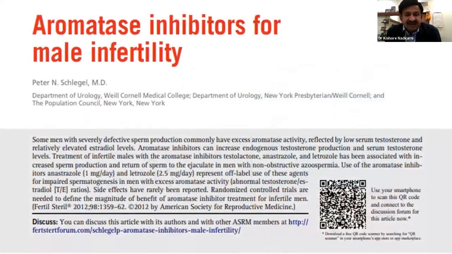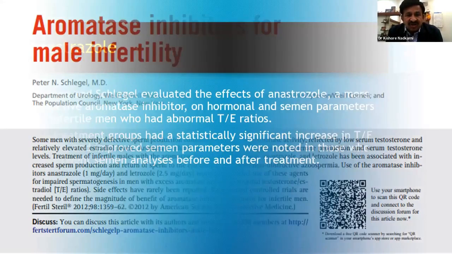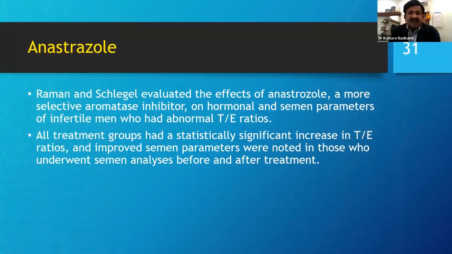A lot of evidence in literature all started, I remember, I think it was Amsterdam, Cornell. They had a huge session on aromatase inhibitors and gonadotropins in non-obstructive azoospermia. It was in 2009, I think, in Amsterdam. And it was very interesting at that time. And we started giving these treatments at that time. A lot of evidence in literature. Raman and Schlegel evaluated the effects of anastrozole, and all treatment groups had a statistically significant increase in T to E ratios and improved semen parameters.